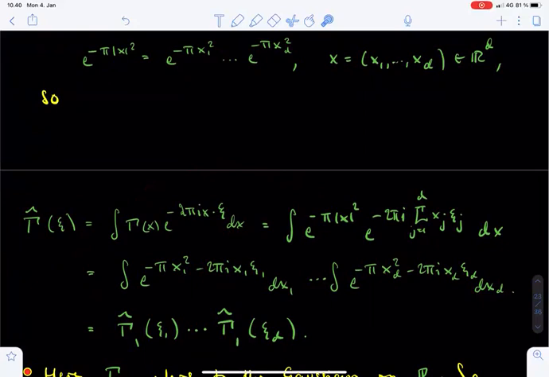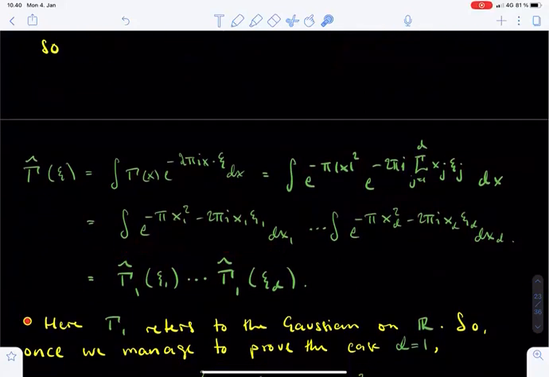This equals the integral of e to the power minus pi times the norm of x squared times e to the power minus 2 pi i times the sum of x_j times xi_j dx. Using the previous formula for e to the power minus pi times the norm of x squared and Fubini's theorem, this d-dimensional integral can be decomposed as the product of d one-dimensional integrals of the form integral of e to the power minus pi x_j squared minus 2 pi i x_j xi_j dx_j.